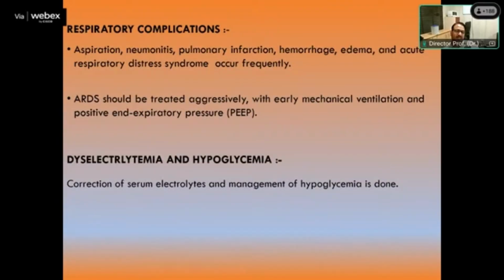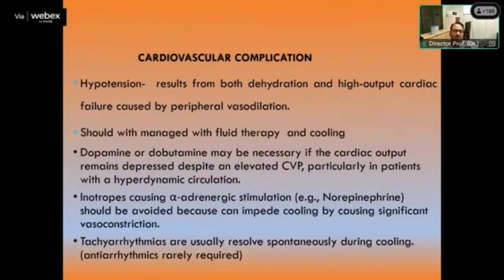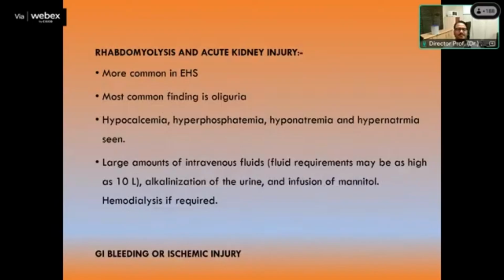Then respiratory complications have to be treated, and so does dyselectrolytemia. Cardiovascular complications also happen very frequently, and have to be managed with aggressive cooling and fluid therapy. For tachyarrhythmias, we don't require to use amiodarone or diltiazem much because they resolve spontaneously with cooling. Rhabdomyolysis we treat with a large amount of intravenous fluid and, if required, alkalinization of urine, infusion of mannitol, and in the worst case we have to resort to even hemodialysis.